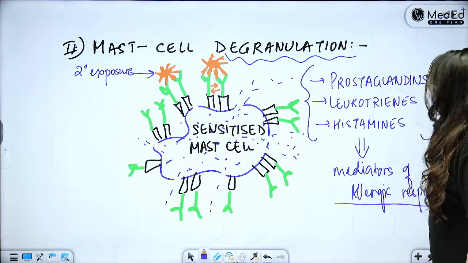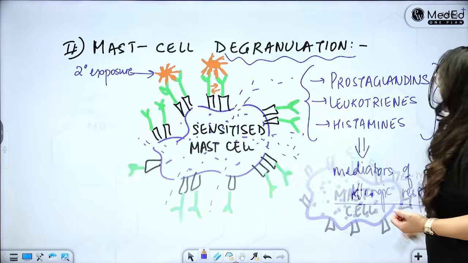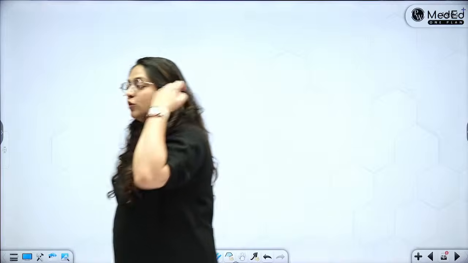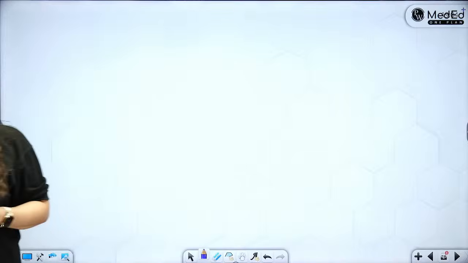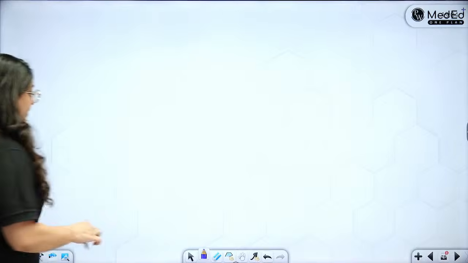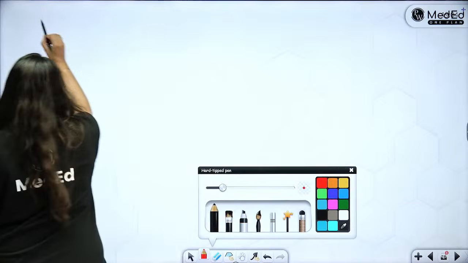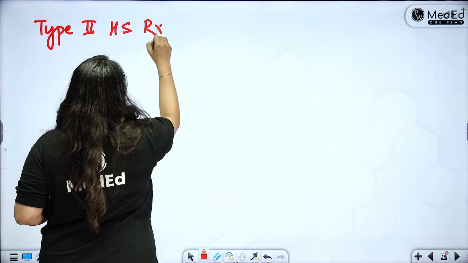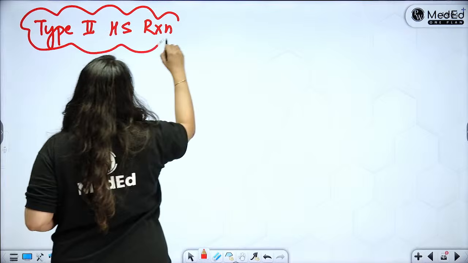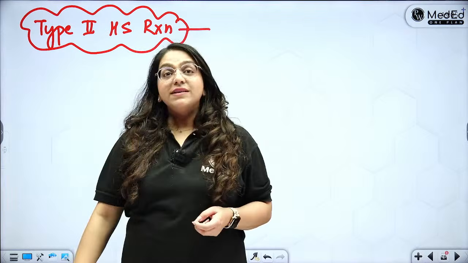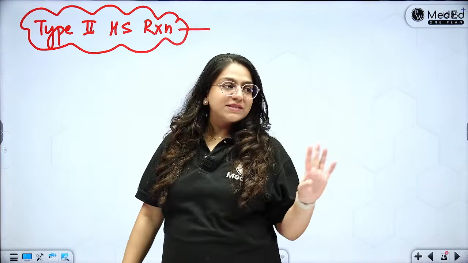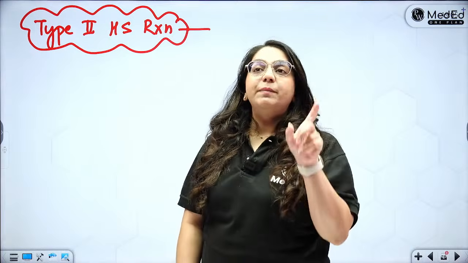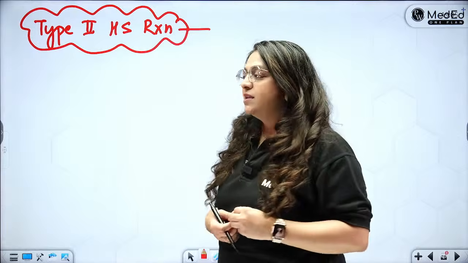So, mast cell sensitization, then mast cell degranulation. Done. Now we have to talk about type 2 hypersensitivity. What happens in type 2 hypersensitivity reaction? Let's talk about it. Type 2 hypersensitivity reaction. What is this? Cytotoxic antibody mediated response. Meaning now antibody dependent cellular cytotoxicity is going to happen.